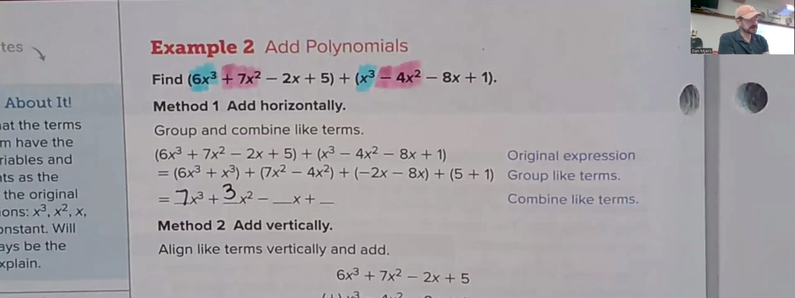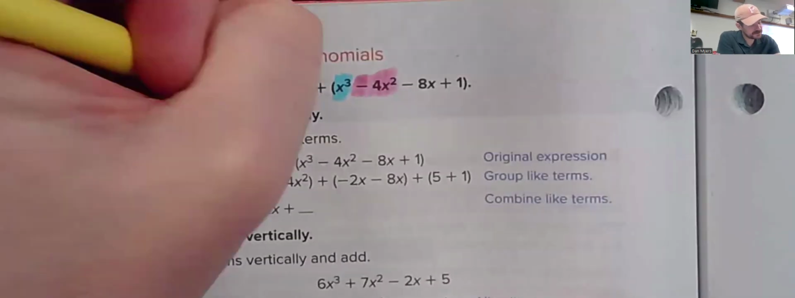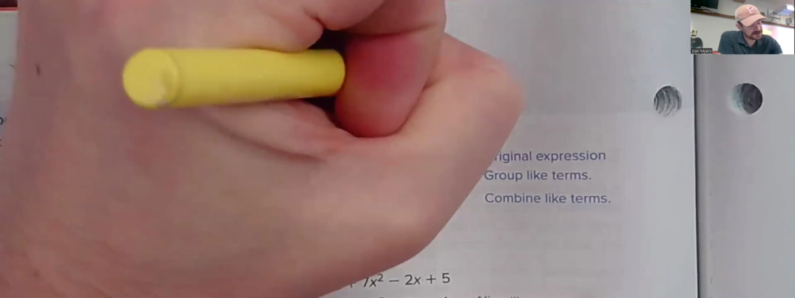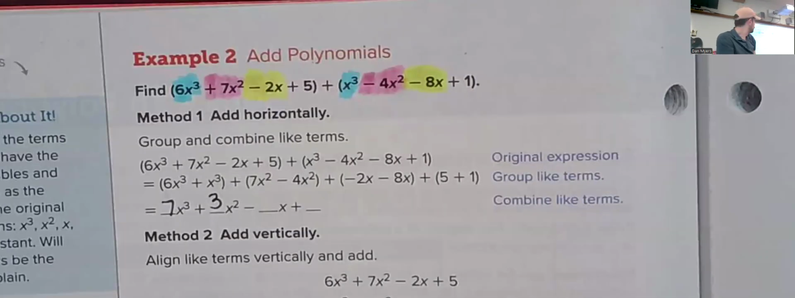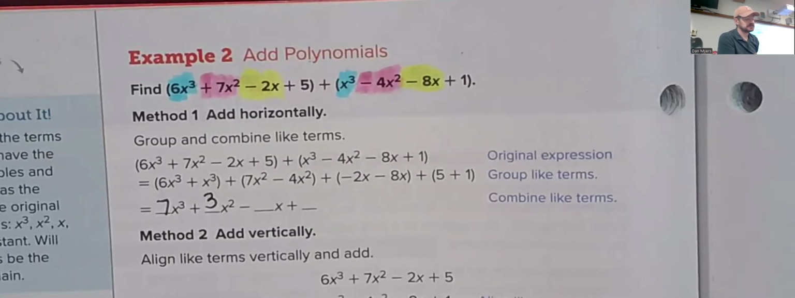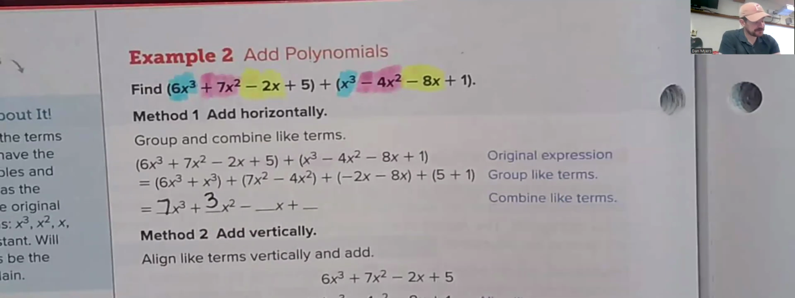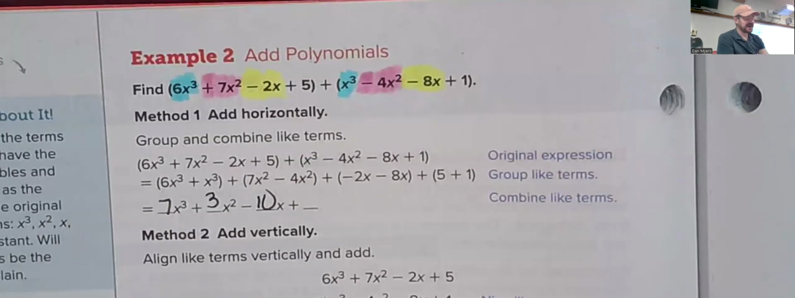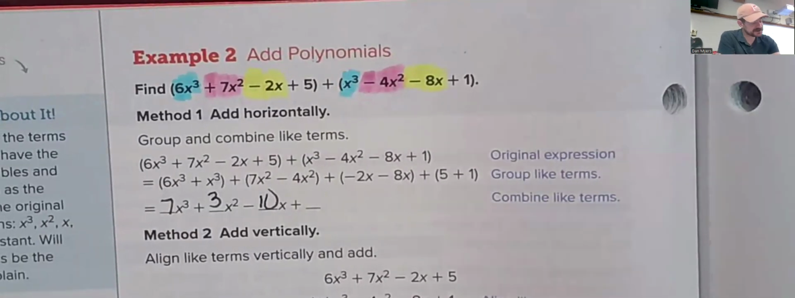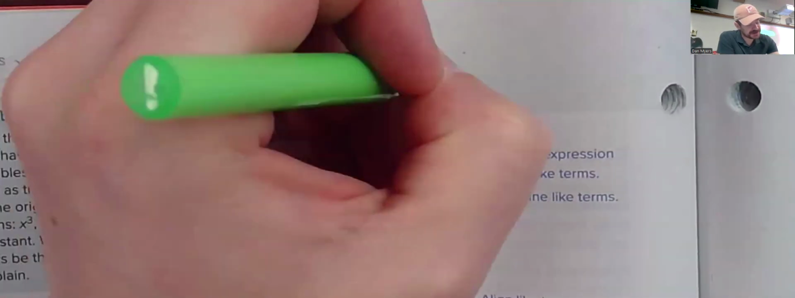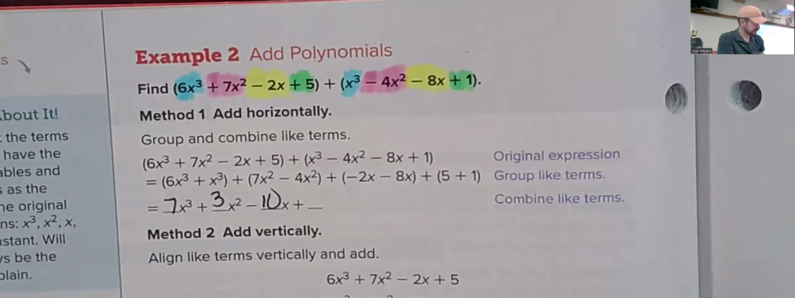We've got a negative 2x inside the parentheses here, and a minus 8x over here. What's negative 7 minus 8? Oh, sorry, negative 2 minus 8. My bad. Negative 10, sorry. Not negative 7. And then finally, we have a plus 5 here, and a positive 1 here. 5 plus 1 is 6.